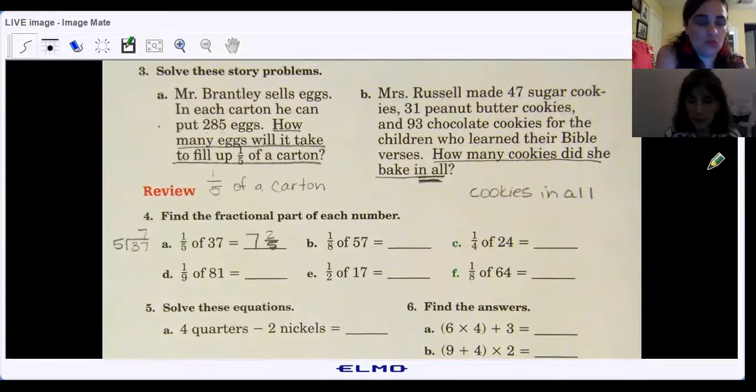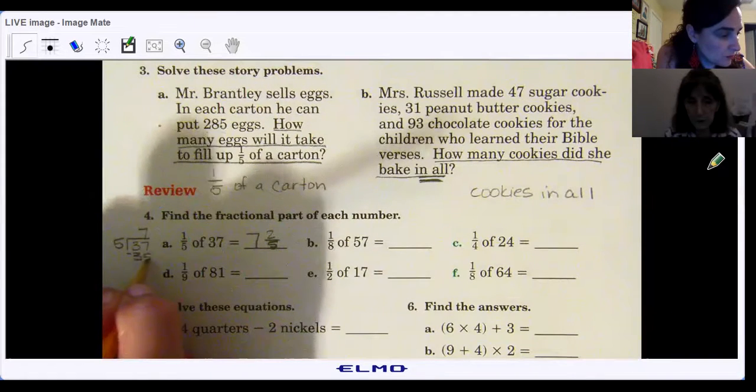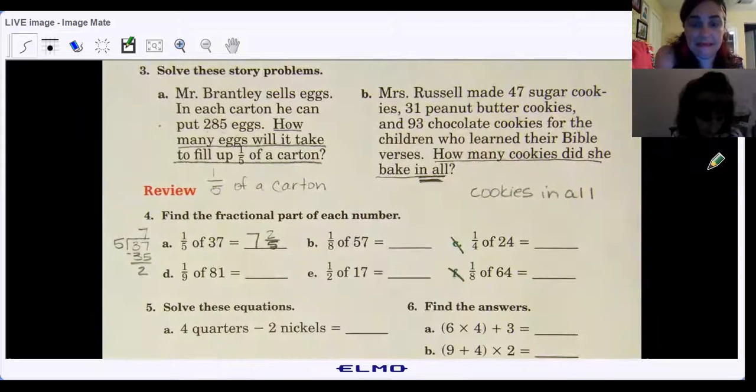You don't have to do C and F. Let's take the green ones off. You don't have to do C and F.